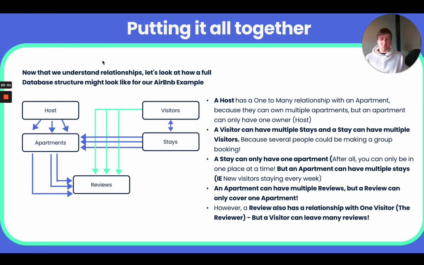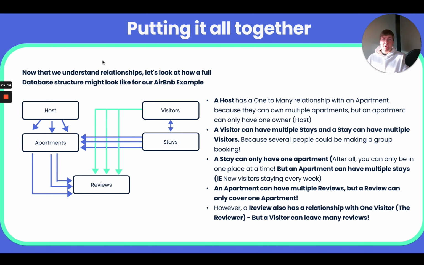And so as a result, a visitor can have multiple stays, right? Because a visitor can use Airbnb today, tomorrow, next week, next month, next year, book as many stays as they like. And on the other hand, quite often what happens in Airbnb is I'll decide I want to book somewhere with friends, we'll all log in, we'll book the same place together, and as a result, a visitor can have multiple stays, and a stay can have multiple visitors attending at the same time.